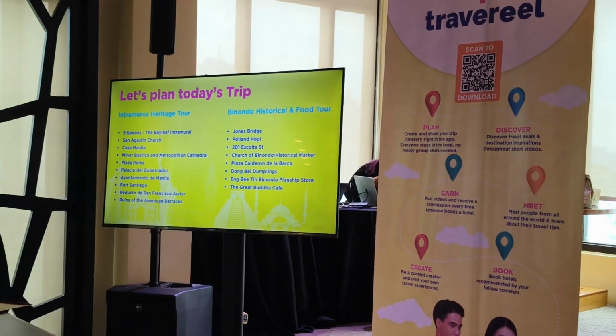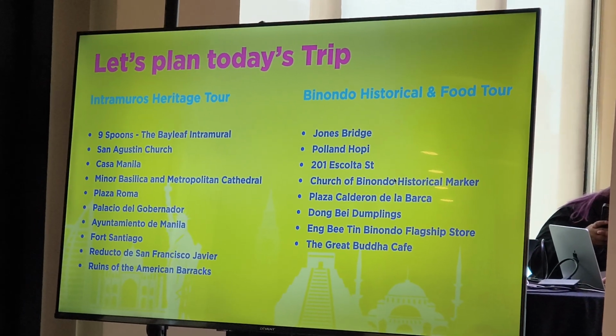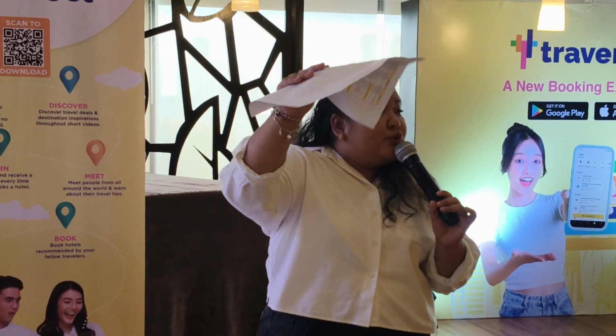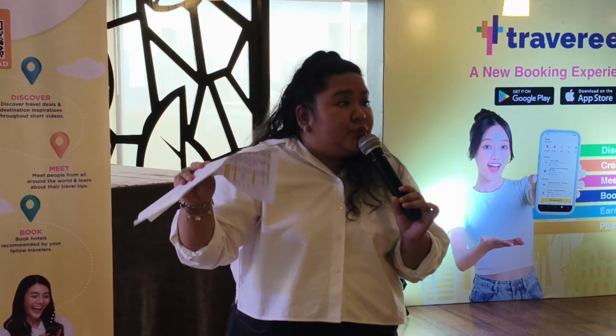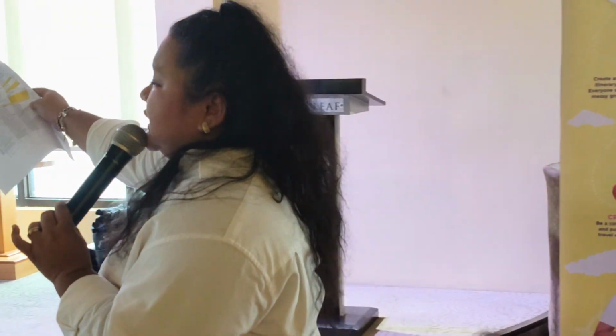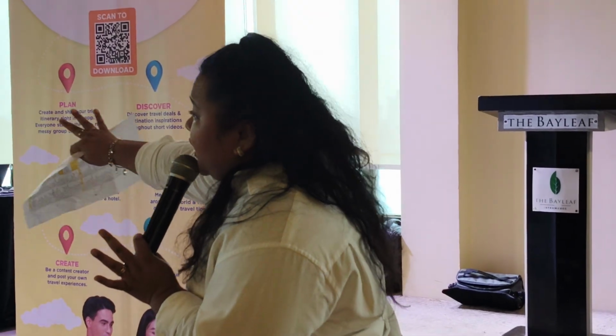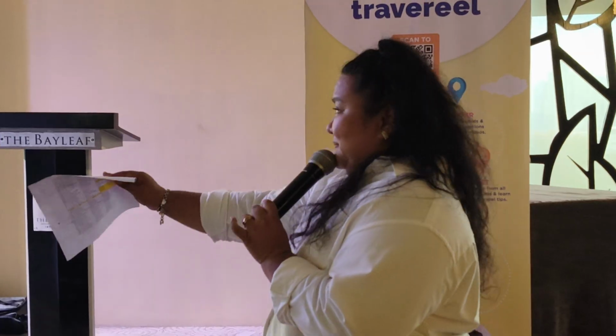Okay, so for today's trip, this is what we're going to be doing. It is an Intramuros and Binondo tour. Your group leaders have already built this inside the app. So they've already done it. Now that the group leaders are going to be able to create the itinerary on the app, if you'll see here, we have Intramuros and Binondo. Do you guys know who your group leaders are in each table? Yes. Okay, hotel? Next, please.